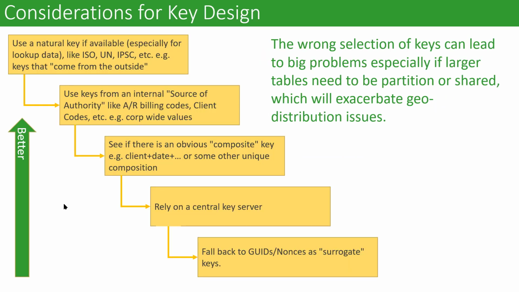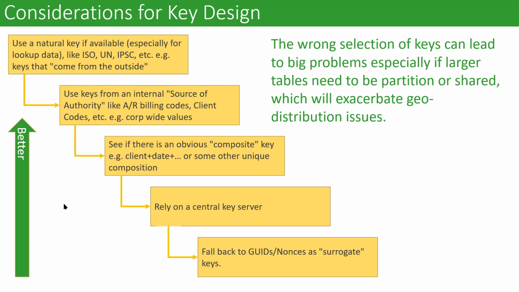So we should talk about considerations for key design. It's bad enough if you've only got one instance of a database in one place. But when you start getting things that are geo-distributed, it becomes even more complicated. So our favorite keys are keys that come from the outside. So ISO keys or IPSC keys, that's International Postal Society, I don't know, whatever. It's the International Postal Agreement, right?